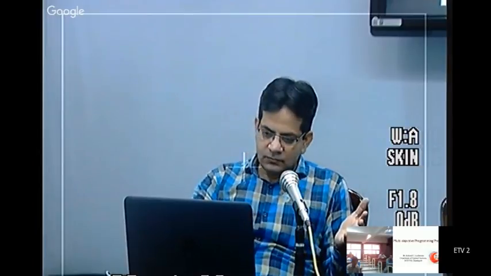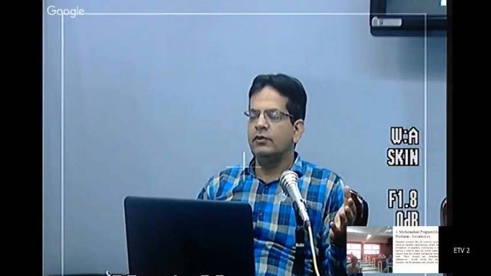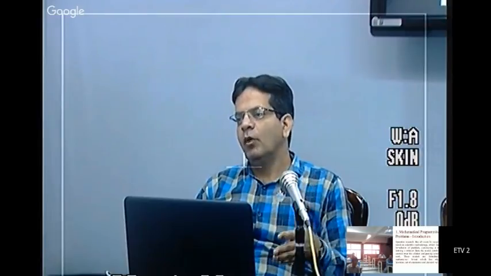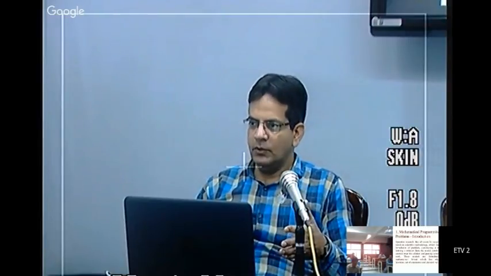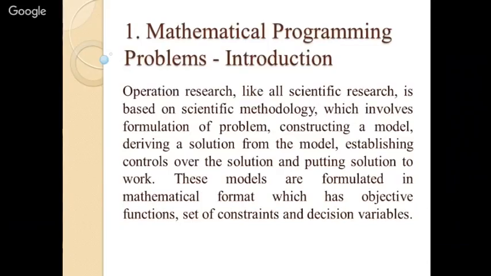So first we start with what mathematical programming problems are, because multi-objective programming problems come under the purview of mathematical programming problems. Multi-objective means more than one, conflicting objective functions are studied, and we try to find a satisfactory, optimal, or near optimal solution of the problem.